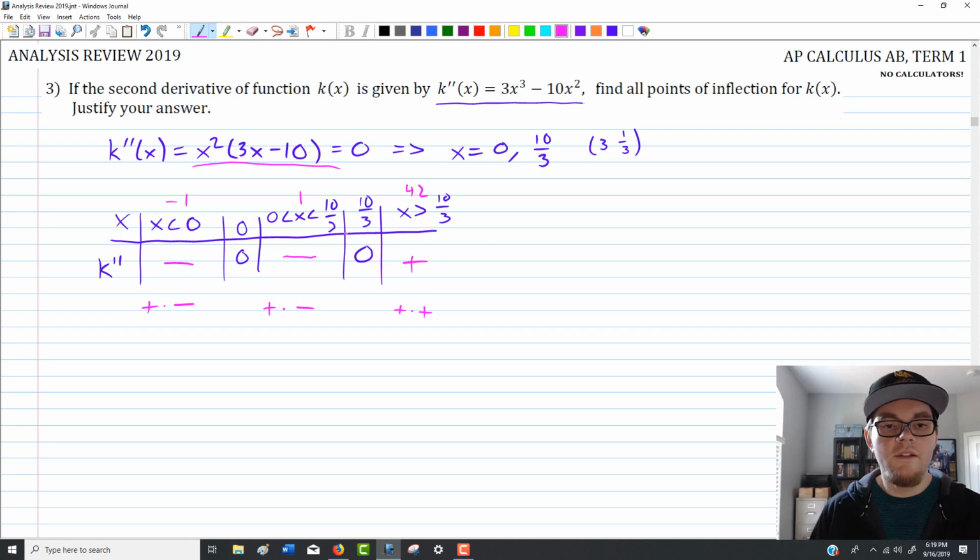Now over here, what we found is there's definitely a point of inflection at 10/3, because our sign changes from negative to positive. Unfortunately, though, there's not a sign change at x equals 0. It just goes from negative to, well, it's still negative. Nothing changed. Still having a bad day. Second derivative, not feeling it right now.